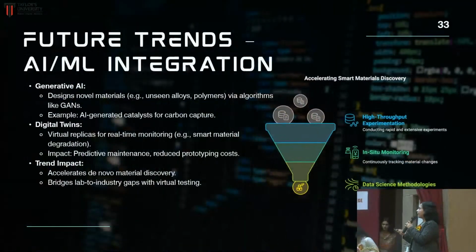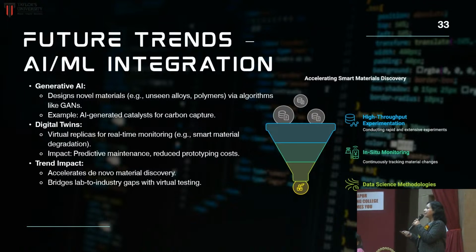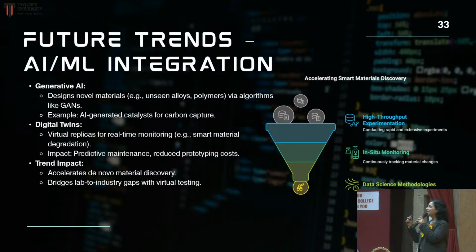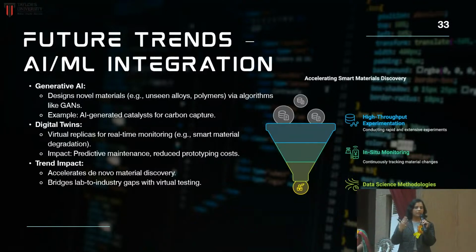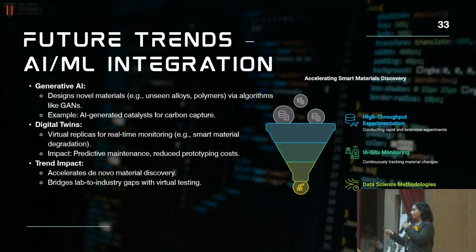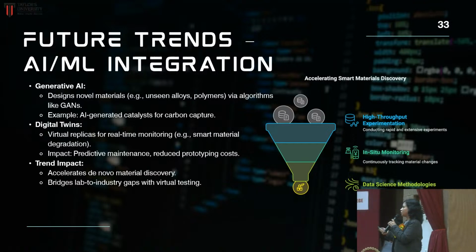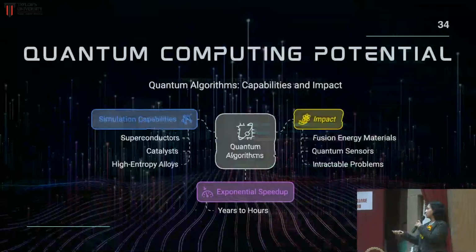Now, future trends in AI, ML integration, generative AI, and digital twins. Part of this is that it accelerates the entire material discovery process. Also, it bridges the gap between lab and industry. That is, we are collecting data sets, conducting surveys on that, and then coming to our conclusion. So we are actually creating a bridge between the real and the artificial world. Quantum computing potential: quantum computing algorithms are also used for prediction of the smart materials.